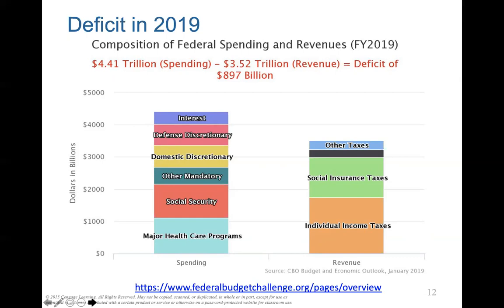Where we brought it in, as you can see in this smaller graph on the other side, is other taxes, Social Security insurance tax, and individual income taxes, which would be all of us. And then I think this black one is the corporate tax. So in 2019, we had a deficit of $897 billion.